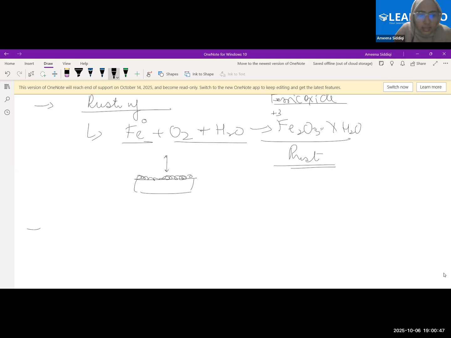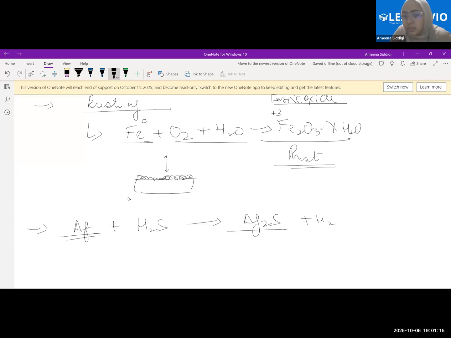Now, there is one more example. Let's suppose I have silver. This is in the elemental form, the metallic form, pure silver metal. What happens? It gets attacked by hydrogen sulfide, and what does it form? It forms silver sulfide.